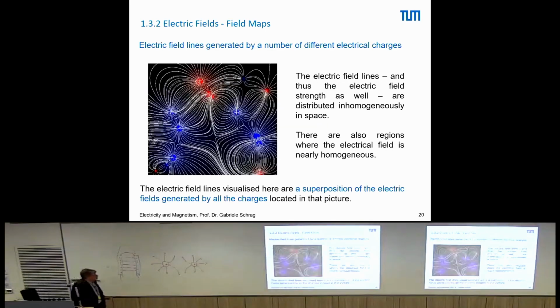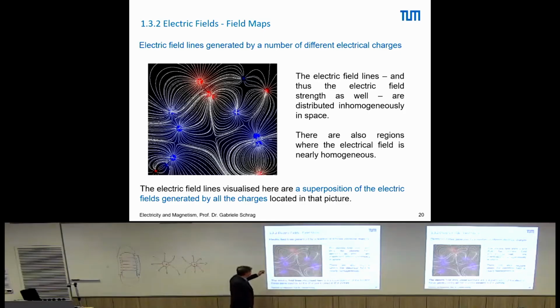And now it becomes more interesting if you have a multitude of charges, positive or negative charges. You get quite intricate patterns here in how the field lines run. And if you want to solve that, then yeah, you probably want to rely on some numerical solver for the Poisson equation.